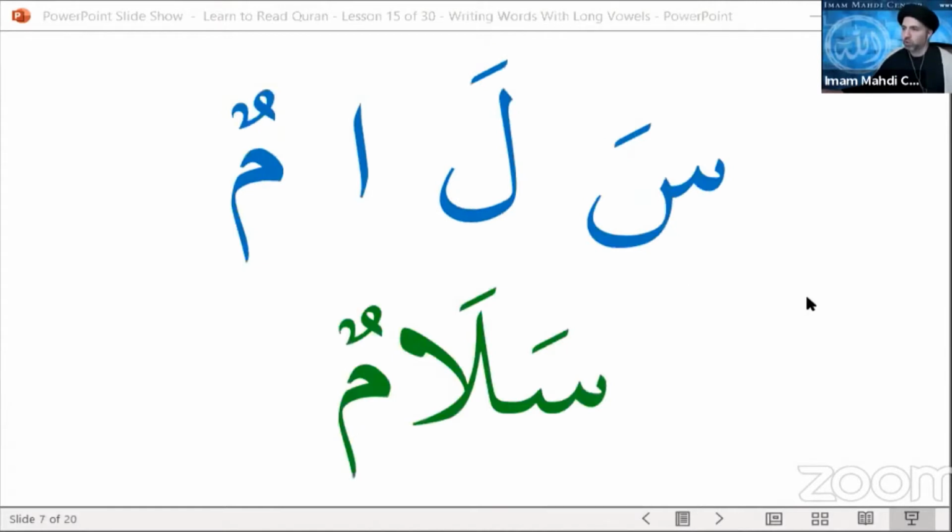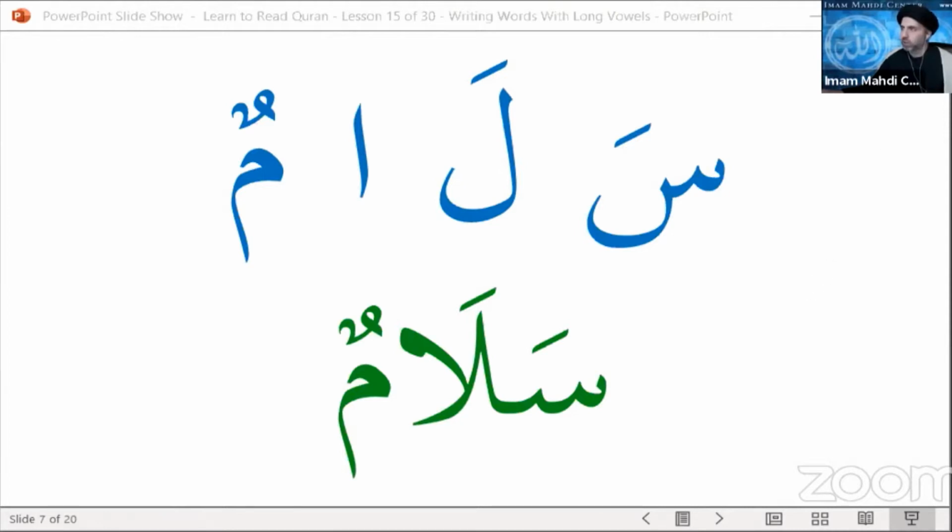Our next word has 4 letters. Seen with fatha, which is pronounced sa. Then we have lam with fatha followed by alif. So now we have to read these 2 together as one syllable, because this combination of fatha and alif give this lam a long vowel sound. It will be pronounced la. Then we have a mim with tanween, 2 dhamma. So this will be pronounced mun.